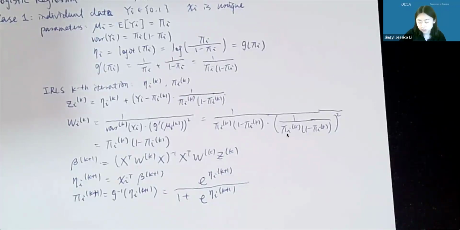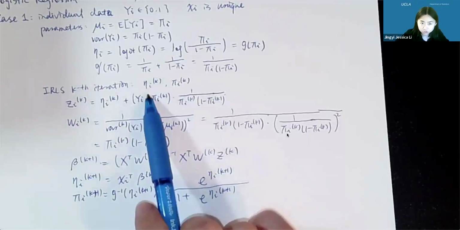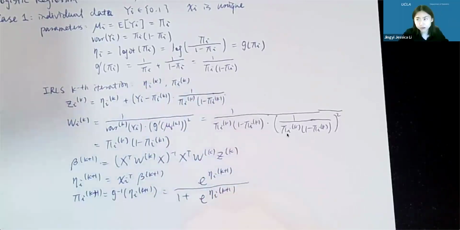So we update the working dependent variable using current parameter values. We update the weight using current parameter values. Then given the two, we update beta using weighted least squares. And then given the beta, we update eta, which is the linear predictor. And given the eta, we update the mu_i, which is the expectation of y_i. And here the mu_i is just pi_i. Okay, so we can update everything. And in the logistic regression, the two key parameters are just eta_i and pi_i. So if you want to remember it, just remember that we need the mean of y_i, mu_i, and we need the linear predictor. We need those two things, then we can continue doing this update.